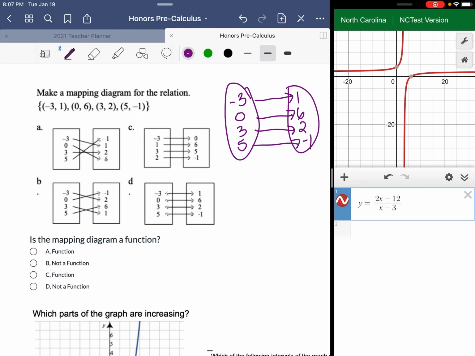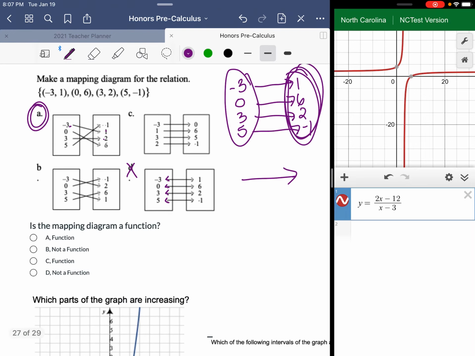When I'm looking at this, it's kind of hard to see here, but you can see these two arrows. When we do this, the arrows are only supposed to point to the right. So that's not going to work for D. I need one that has negative 3 to 1, 0 to 6, and puts them in order, which is exactly what we are seeing here with A. Is this a function? It is a function because there are no repeating x values.